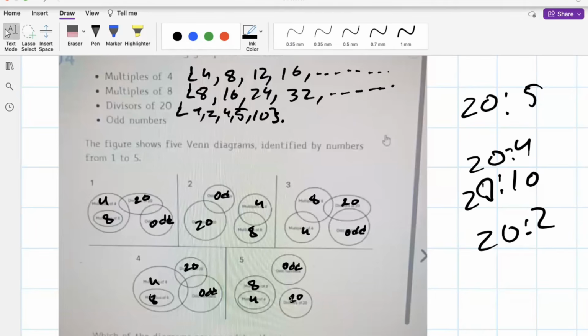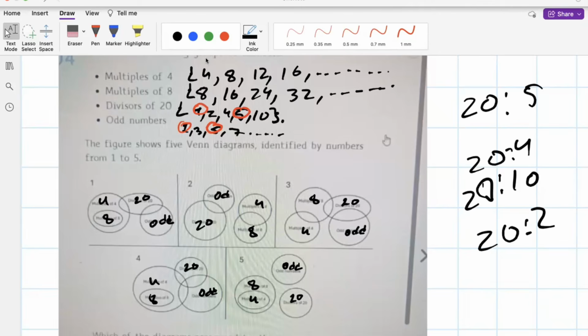Actually, odd numbers and divisors of 20 have something in common. For example, look, odd numbers are 1, 3, 5, 7, and so on and so forth. So there is an intersection between divisors of 20, for example, 1 and 5, and odd numbers, right? So they have something in common. So that's why they should be on top of each other. Like there should be something in the intersection.